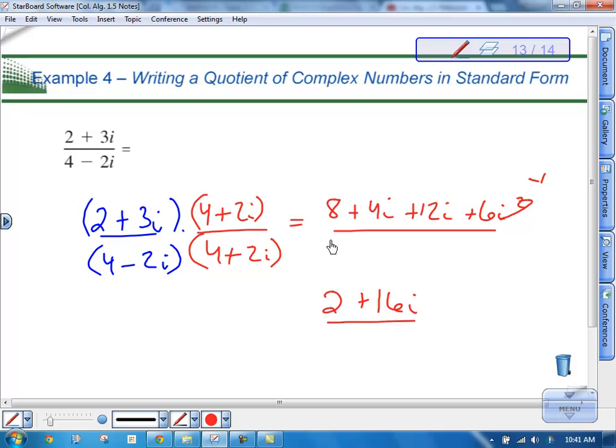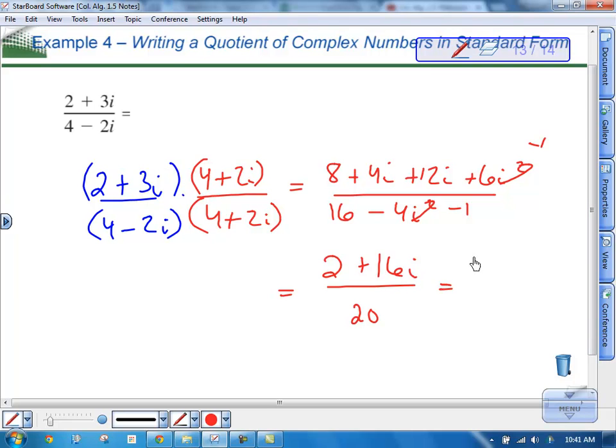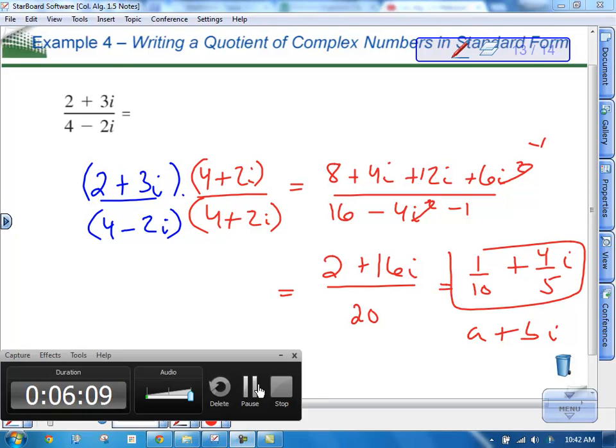Now in the bottom, you have 4 times 4, which is 16. The middle terms are going to cancel, like we talked about with conjugates. So you have last times last, which is -4i squared. i squared is -1, so it's really 16 plus 4, which is 20. So I'm almost done. Now I can simplify it by doing 2 over 20 plus 16 over 20. 2 over 20 is really 1 over 10. And 4 goes into the top and the bottom of this one to make it 4/5. So that's a plus bi, written in standard form for a complex number.